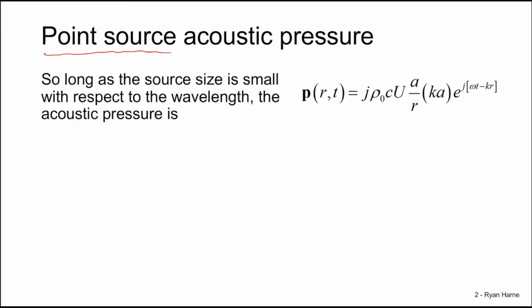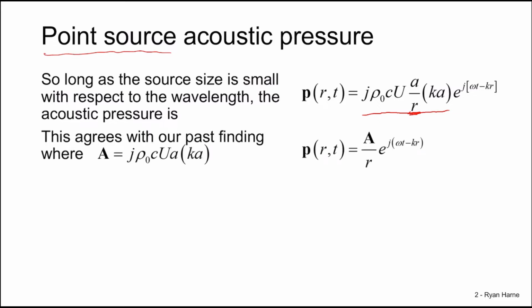Now we have a complex amplitude divided by R with an e to the j omega t minus kr. In fact, this is the same as what we found originally for spherical waves in general. So our original assumption regarding the complex exponential form of acoustic pressure for spherical waves was in fact correct, because it agrees with what we found for the point source.